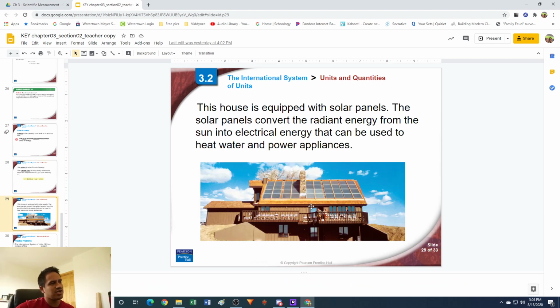This picture here shows a house with solar panels, and the solar panels basically take radiant energy from the sun, convert it into electrical energy, which would be in joules, and then that is used to heat water and power appliances and stuff like that. So that is all of the different units that we deal with in science. Again, it should be review, shouldn't be a whole lot of brand new information. If you want to see me go over the practice problems, there's a video of me going over that, so you can watch that separately. This was just about the information.